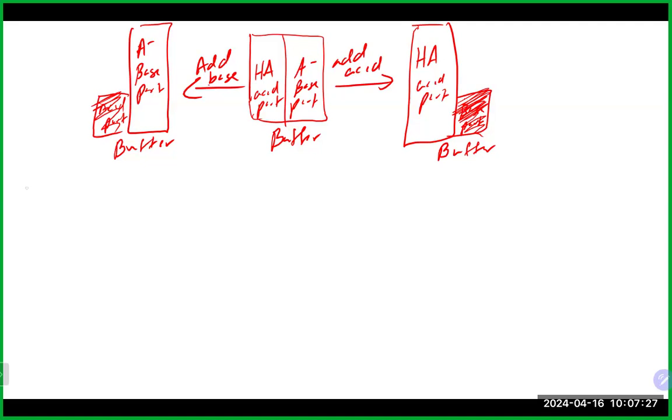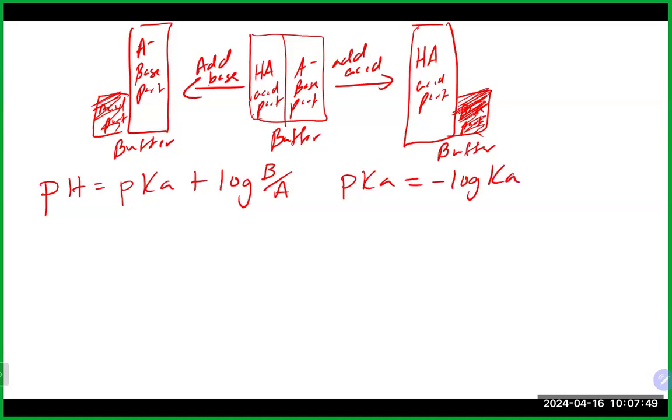So when we talk about buffers, which are really common ion problems, our friend Henderson-Hasselbalch is usually the equation that we like to use a lot with buffers, and really should only be used with buffers, which is the pH is equal to the pKa plus the log of the base over the acid, where the pKa is equal to minus the log of the Ka value.